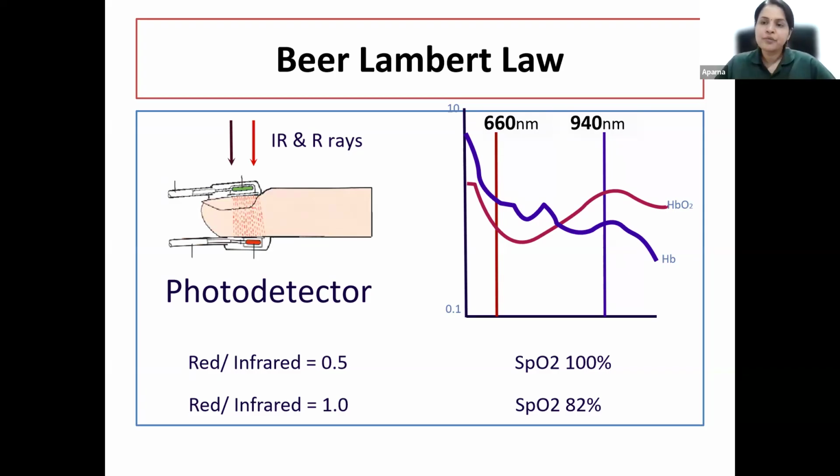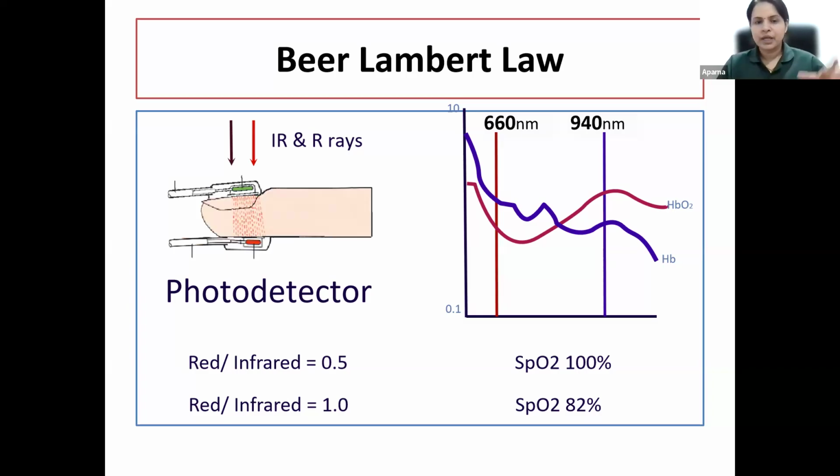So if we know the path length, if we know the constant, and if we know the net amount of each of these two wavelengths, the red as well as the infrared wavelength that has been absorbed by the limb, by knowing the difference between what is emitted and what has been received by the receiving diode, then we can calculate the concentration of the analyte. That is what the pulse oximeter tries to do.